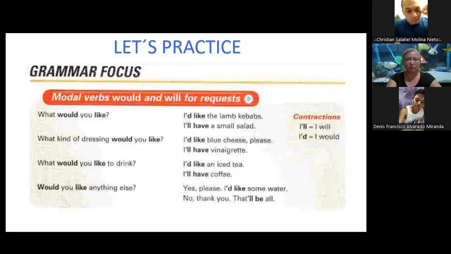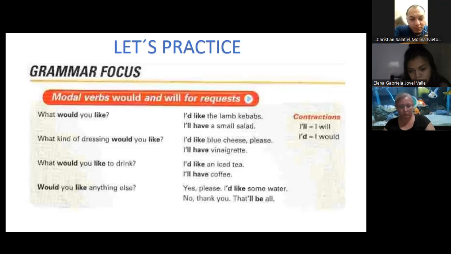I will go. I will travel. I will speak. Entonces, el will lo que nos hace es que el verbo que está a la par lo transforma en futuro. That's the meaning about will. Perfecto, gracias. So, yeah, that's one of the points.